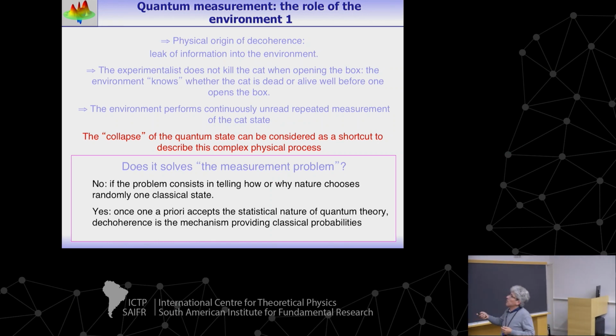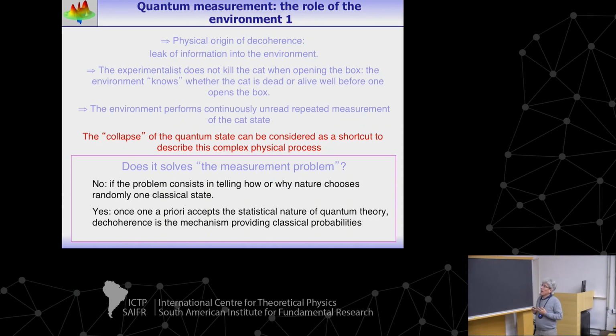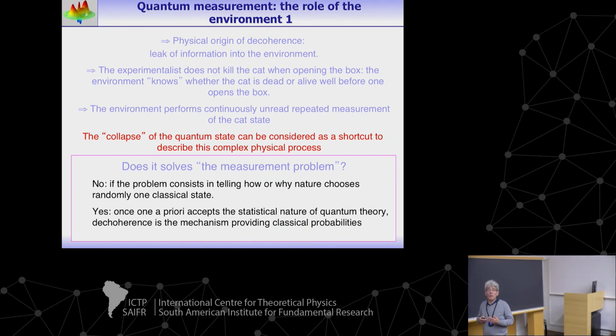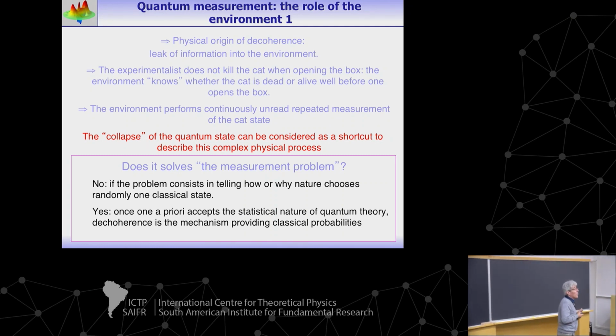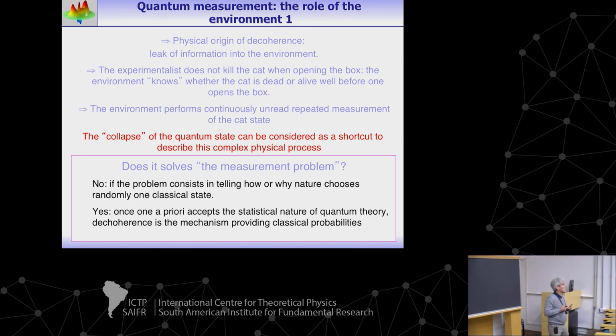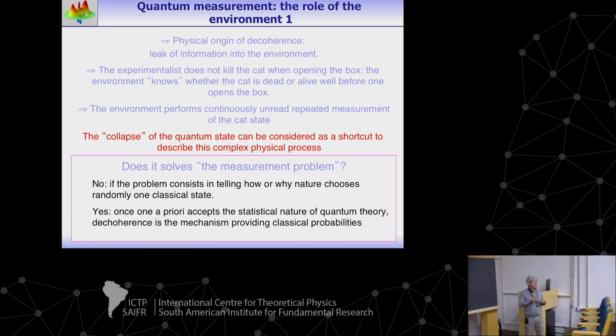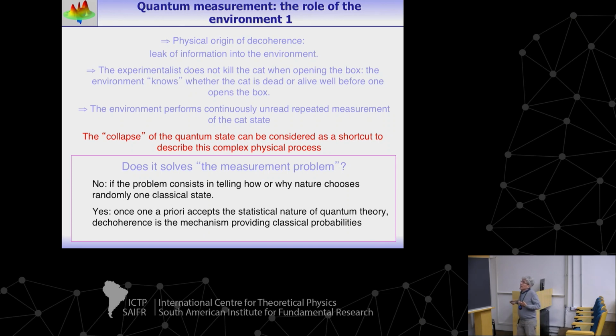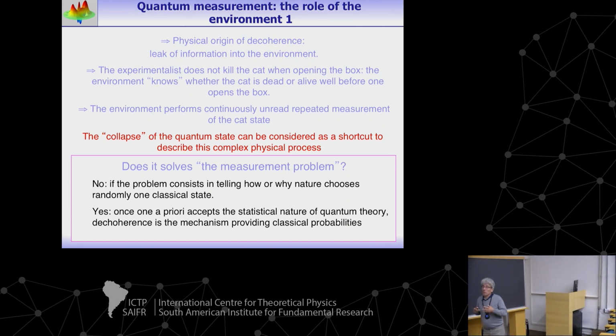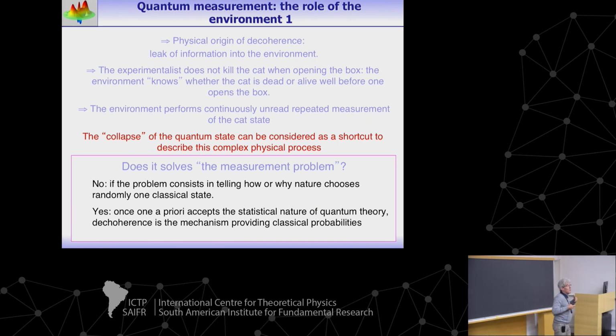And indeed, if the problem consists in telling how or why nature chooses randomly one classical state, I think that the decoherence approach does not explain why quantum mechanics is a statistical theory. It does not explain which microscopic physical mechanism chooses a result in a given experiment. And quantum theory tells you that this mechanism is completely not accessible. Randomness is fundamental. So my point of view is that explaining the randomness of quantum theory with some equation is kind of hopeless for me.